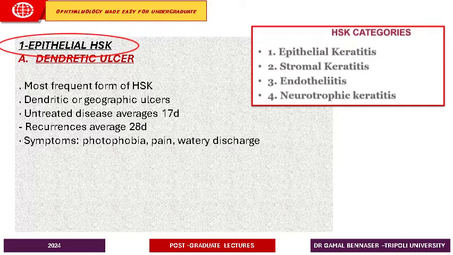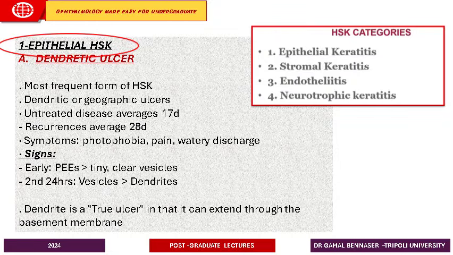Even if untreated, it will heal within 17 days for a primary infection, or if there is recurrence, it can reach up to 28 days. It is usually due to active replication of the virus itself within the cells of the corneal epithelium. And it will be preceded by mild symptoms of photophobia, pain, and watery discharge.